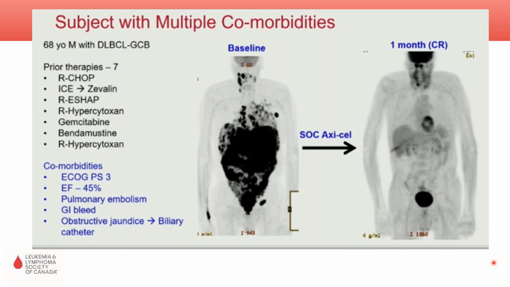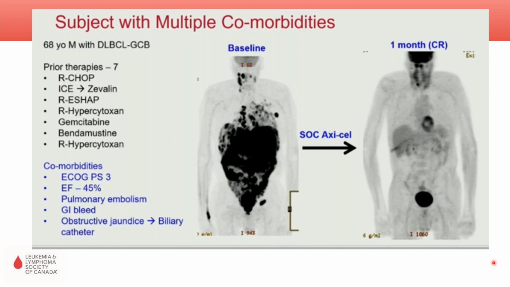And I always like to show pictures because it really tells you the story of how well this therapy works. This guy is heavily pretreated. You can see that he's had 7 lines of chemotherapy prior to his Axi-cel therapy. And he is not the best patient. He has a poor performance status. ECOG of 3 means he's in bed probably 50% of the time. His EF, that's the cardiac function, his heart function, is only 45%. Normal is about 60 or more. He's had a pulmonary embolism. He's had bleeding.